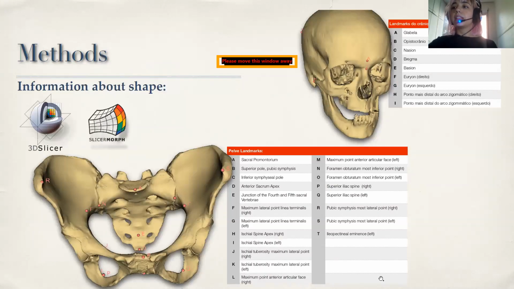The methods. In this slide, I show how I got the information of shape from the CT scans. For each one of the CT scans, I made two 3D reconstructions, as you can see, one for the pelvic bones and another for the cranial bones, and plotted on them the landmarks that I listed in these tables. The landmarks also appear on the surface of the models as these little red dots.